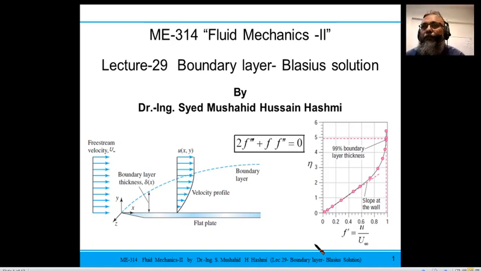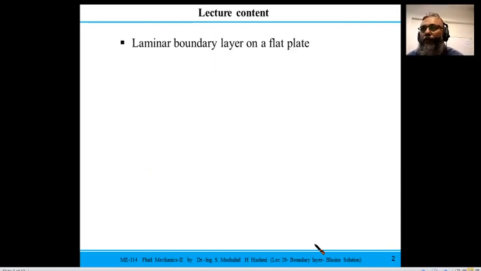This is lecture number 29 of the course ME314 Fluid Mechanics 2, and this is the second lecture of the week. In the last lecture we already talked about using the order analysis. We have reduced our governing equations into simplified form, which we call boundary layer governing equations. Today we will go into that content.